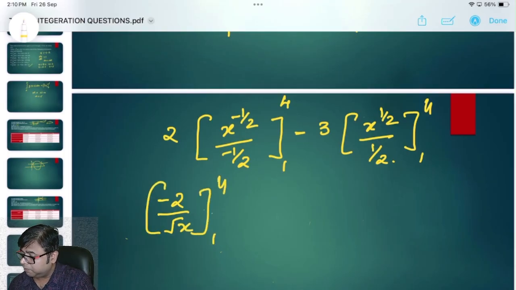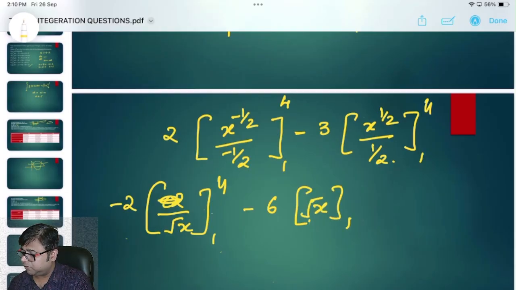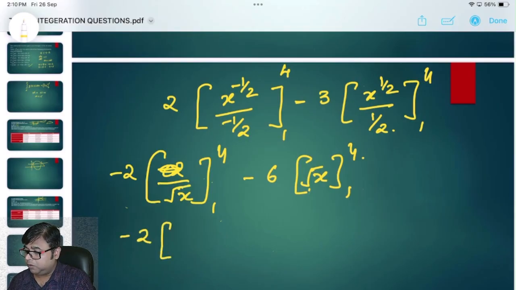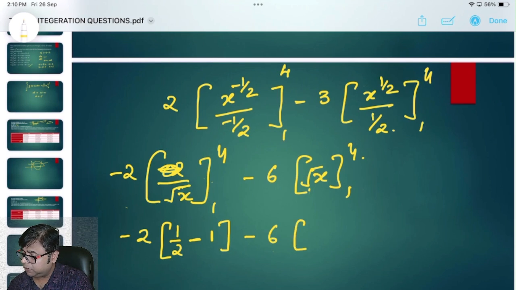And this will give me minus 6, or minus 2, I can still keep it outside. Minus 6, and minus 3 upon half is minus 6, and this will give me root of x from 1 to 4. If I put the values, I'm going to get minus 2, 1 by root of 4 is 1 by 2, minus 1, minus 6 into 2 minus 1. This will finally give me, so this is minus 4. I'm so sorry.